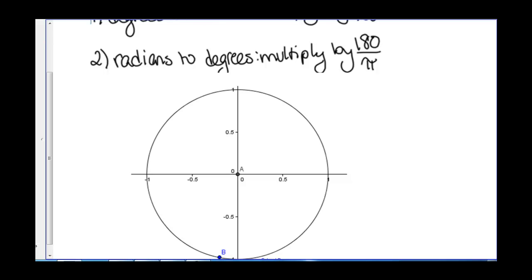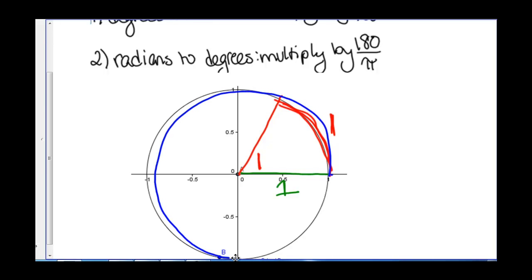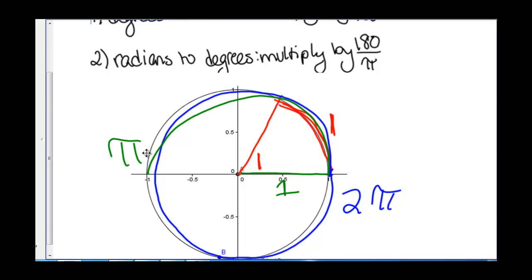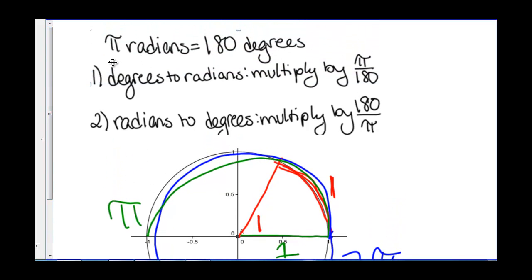So the idea of a radian is that if we have a circle of radius 1, then a radian, this length here is the same as this angle here. So that might be 1 radian, and this length right here is 1. And our whole circle, going all the way around, is 2 pi radians, and half of a circle is pi radians. Since we know that half of a circle is also 180 degrees, that means that pi radians equals 180 degrees. So to get from degrees to radians, we need to multiply by pi over 180. To get from radians to degrees, we multiply by 180 over pi.